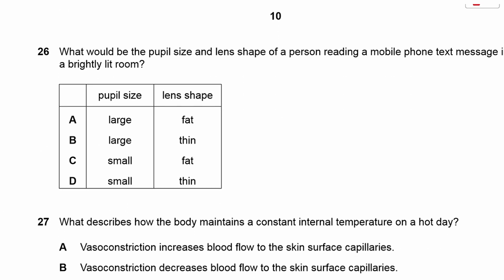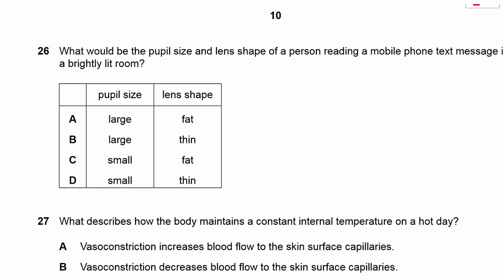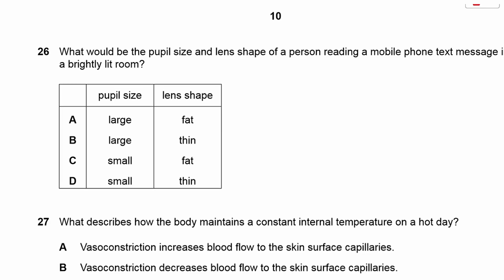Number 26 says, what would be the pupil size and lens shape of a person reading a mobile phone text message in a brightly lit room? So in a brightly lit room, the lens would be large, or fat, but the size of the pupil will be small, so as to allow only a certain amount of light to pass through, or to moderate the amount of light passing through, because you have a high amount of light. So pupil size will be small, but lens will be big.